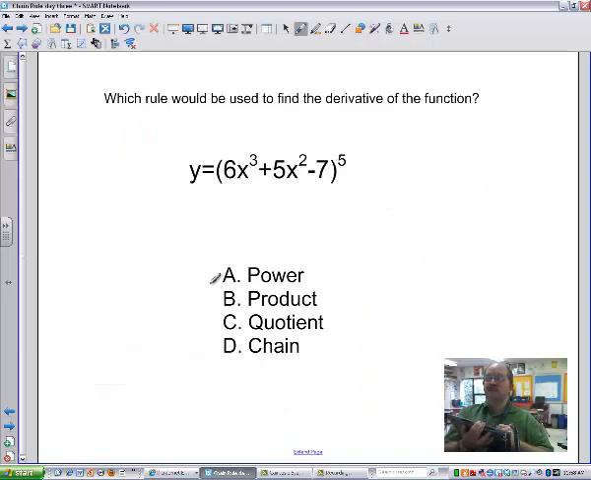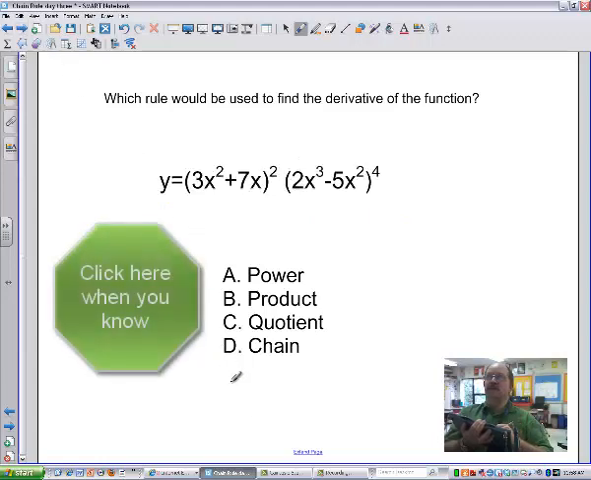Okay. Hopefully you said this would be a chain rule situation, and within the chain rule, we'd be using the power rule, really twice, right? So we'd have 5 something to the 4th, and then the derivative of the something, right? So that should be fairly straightforward. How about this guy?